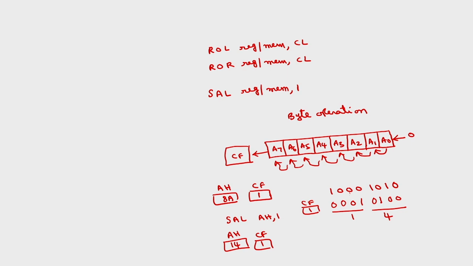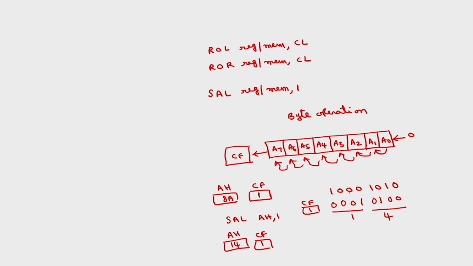So in rotate left operation what happens is the contents of A7 will move to C7, the carry flag, and then carry flag to the LSB, or A7 contents to the A0. Whereas here so many zeros will be added at the A0 position.